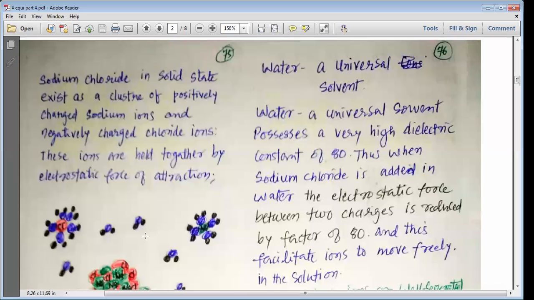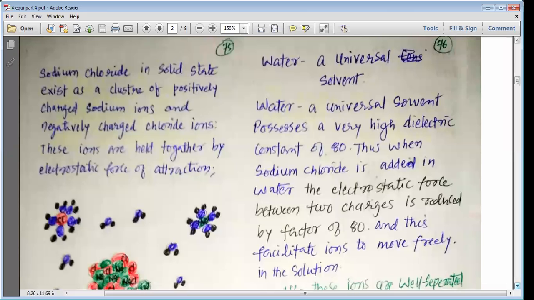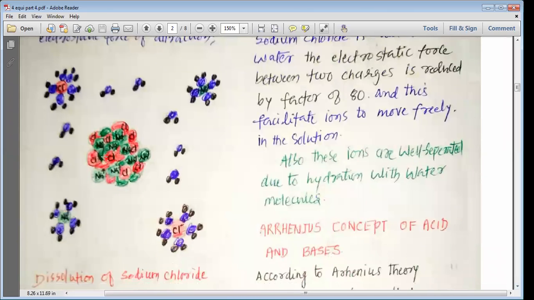Then we have seen that ionic crystals, when they are added into the water, produce ions, and these ions are surrounded by the water molecules. You can see that here we have a sodium ion surrounded by water molecules. Here we have a Cl minus ion surrounded by water molecules. Here we have a sodium plus ion surrounded by water molecules. Here we have a Cl minus ion surrounded by water molecules. This process of surrounding ions by water molecules is known as hydration.